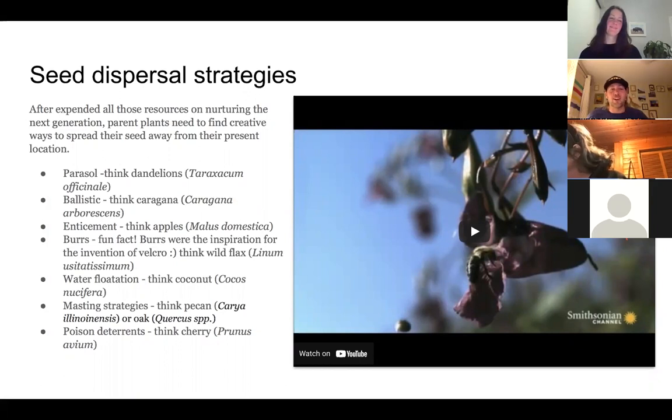And then another one is water flotation. Coconuts are the best example of that. But we don't have a lot of that in the Bow Valley, so we're not going to spend too much time.